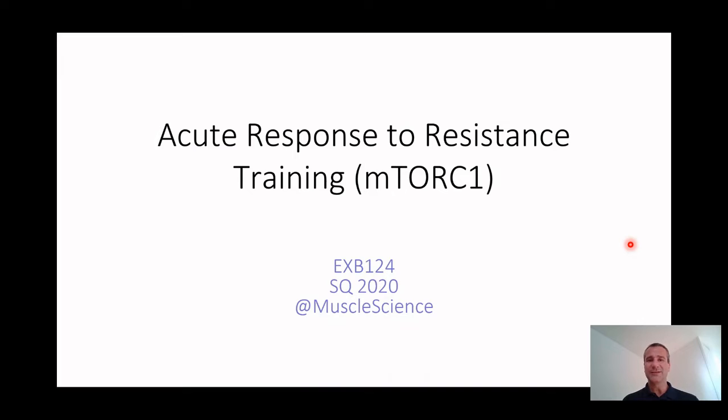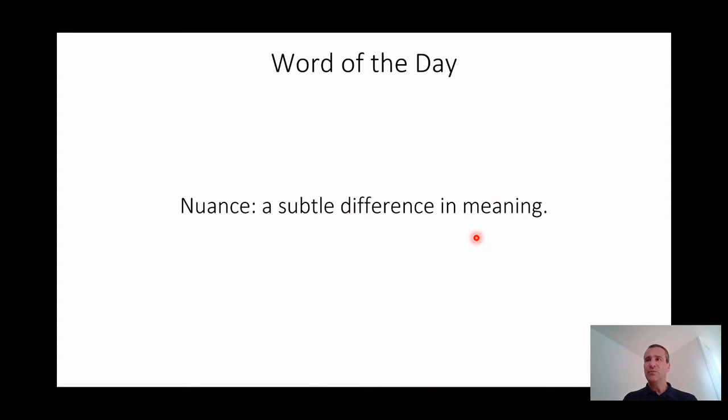What we're going to get into today is the acute response to resistance exercise. All right. So really what we're going to look at is this protein kinase complex called the mechanistic target of rapamycin, and it's specifically complex 1. And we'll get into that as we go. This short series of lectures is going to really focus on the acute phase and a little bit about what the stimulus is.